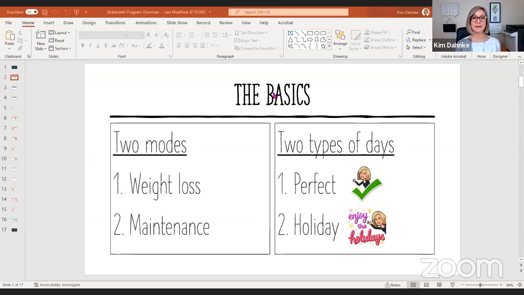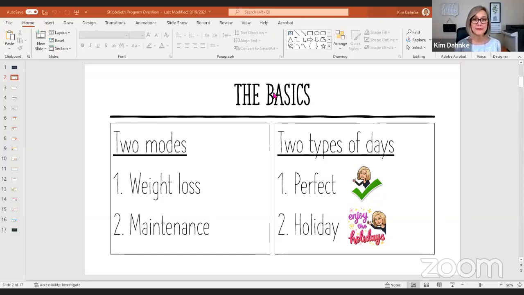So the basics of the lifestyle are this. There are two modes in Shibboleth. Number one is weight loss mode. Number two is maintenance mode. There are only three differences between these two modes. One is simply the number of holidays that you can use in a calendar month. Two is how you eat fruit, and we'll talk about that in a second. And number three is your mindset. You might be starting off this lifestyle sort of thinking diet, but by the time you get to maintenance, we need to be switched over to that lifestyle mindset.